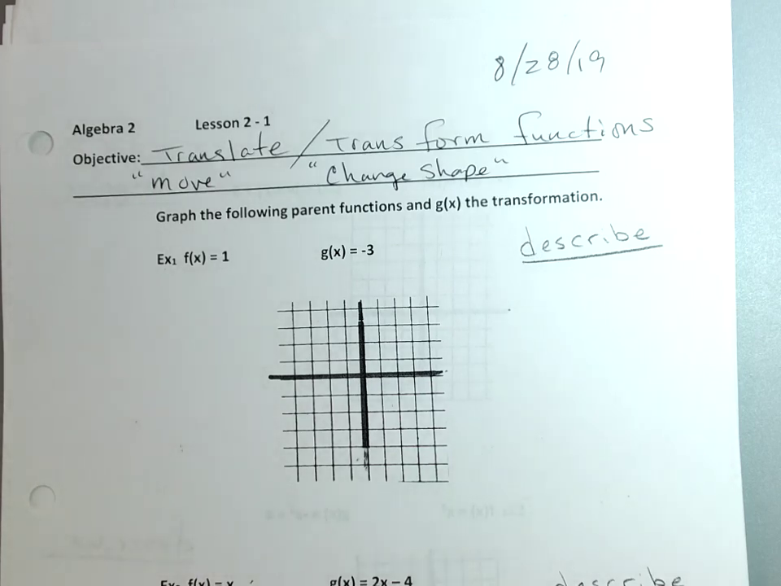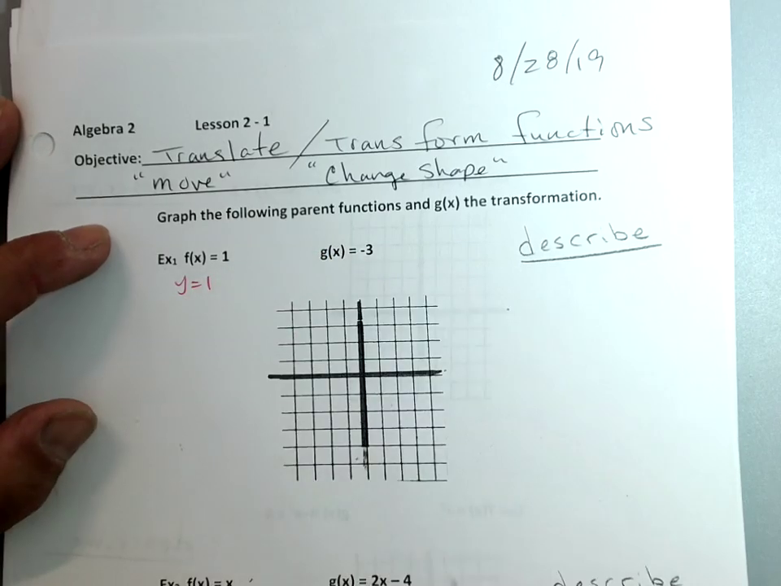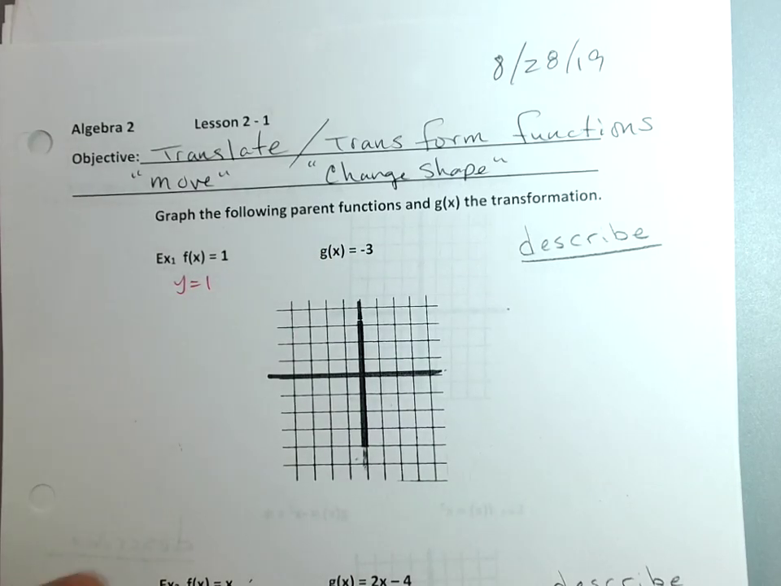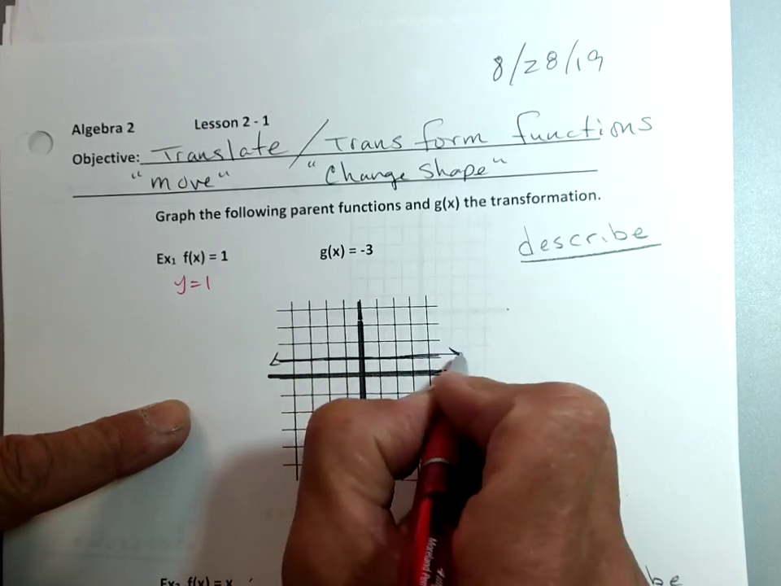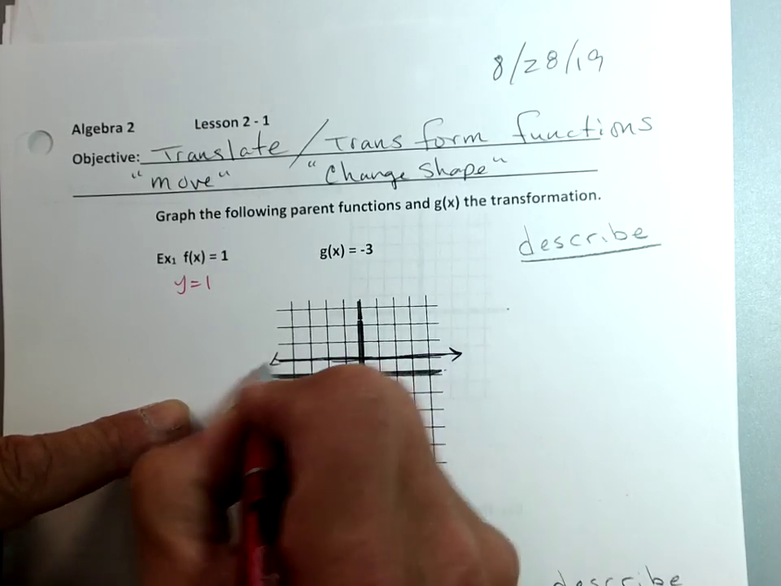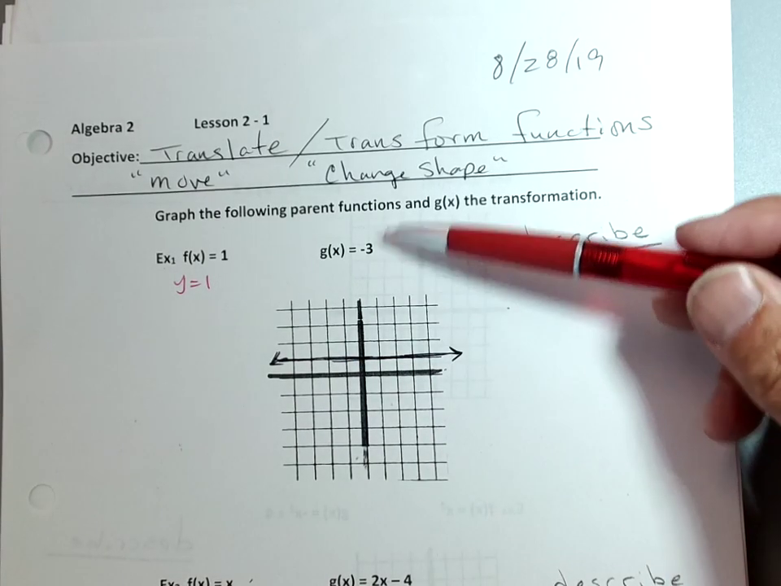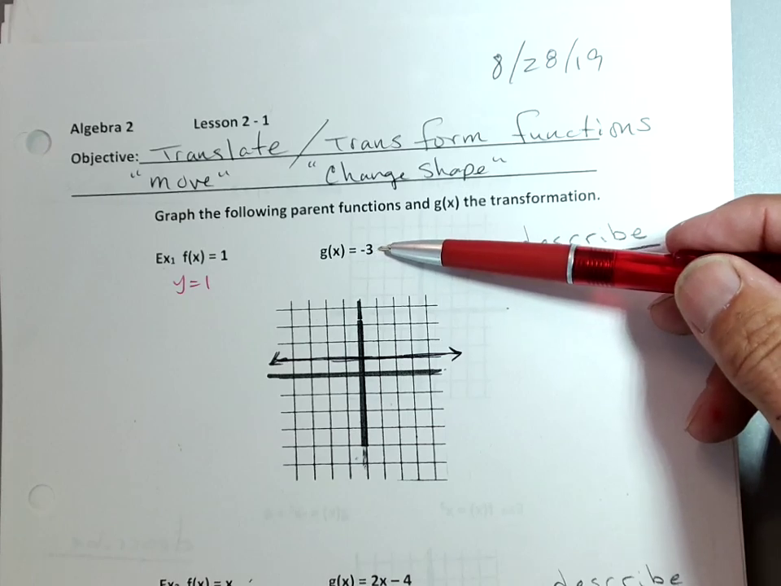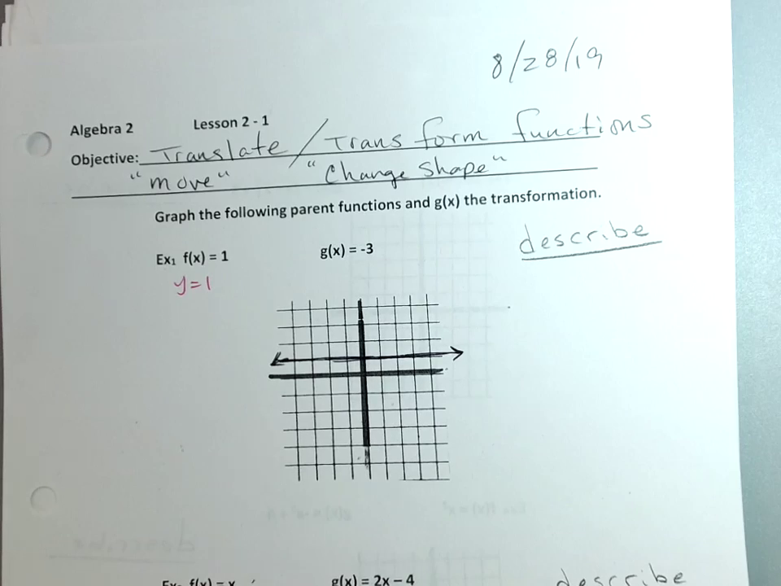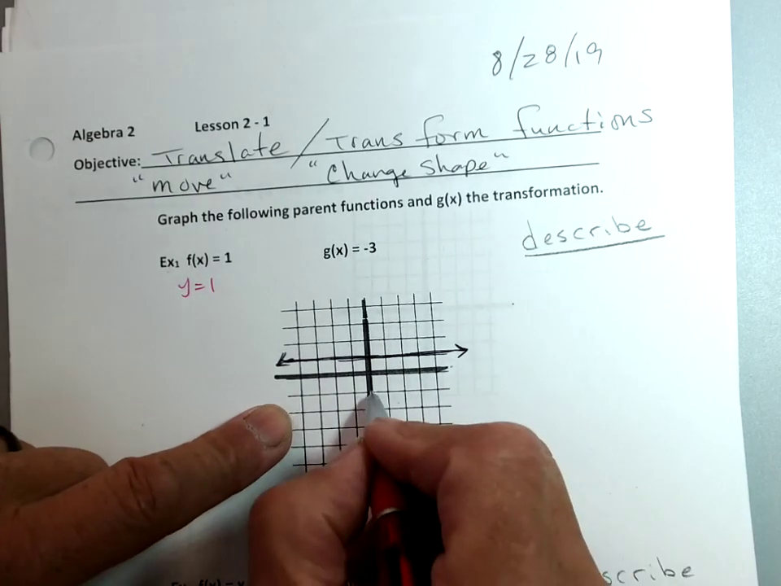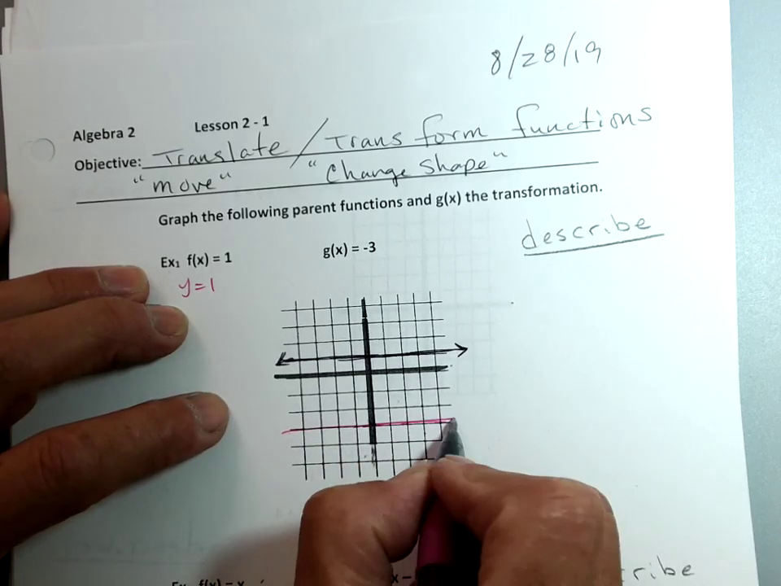So if we have a parent function, we can take it and move it. On the first one, f of x equals 1, or y equals 1, that's my parent function. It looks like a straight line across. Then we're going to move our parent function to y equals negative 3. So we're going to translate it down to negative 3, moving it 1, 2, 3, right down to there. So I made a translation.